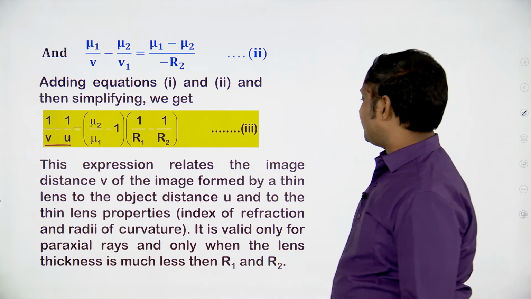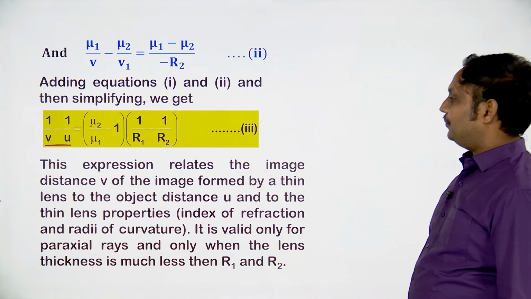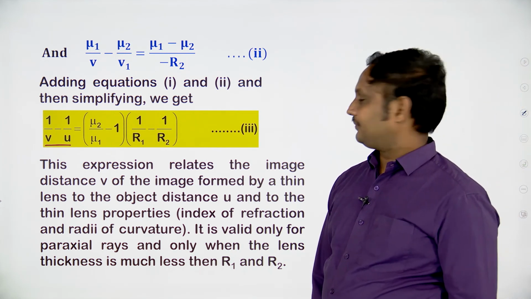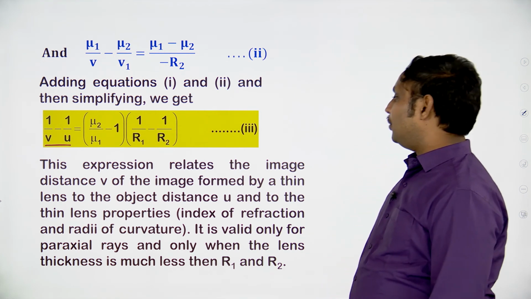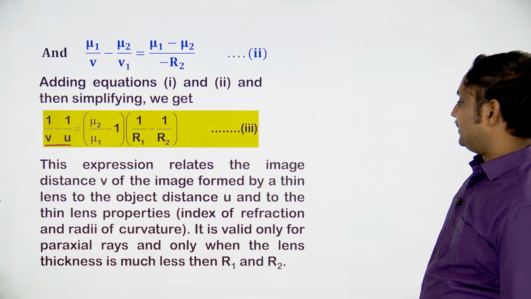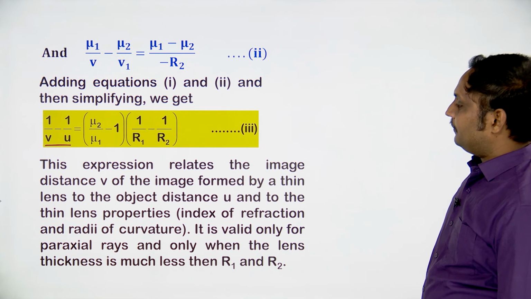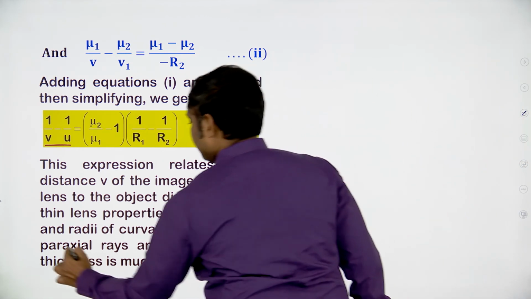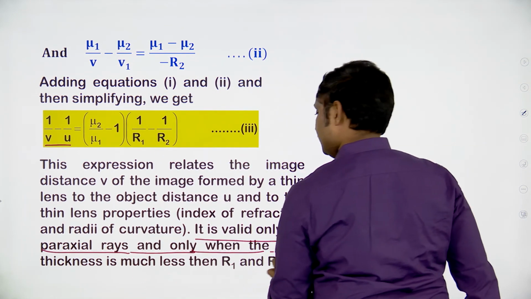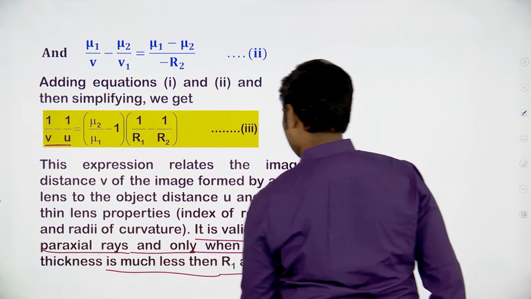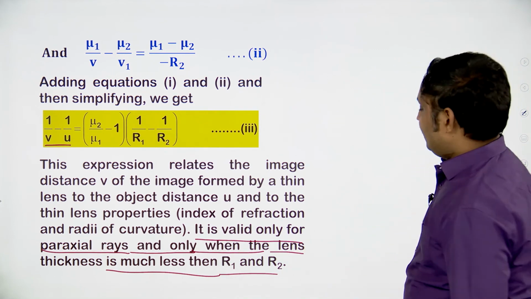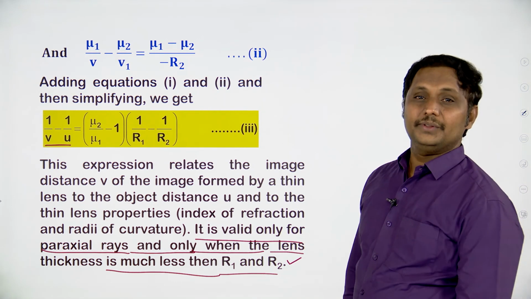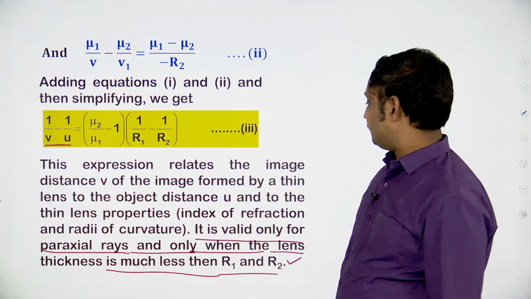This expression relates the image distance v of the image formed by the thin lens to the object distance u and to the thin lens properties. It is valid only for paraxial rays and only when the lens thickness is much less than R1 and R2, the radii of curvature. It's very clear.